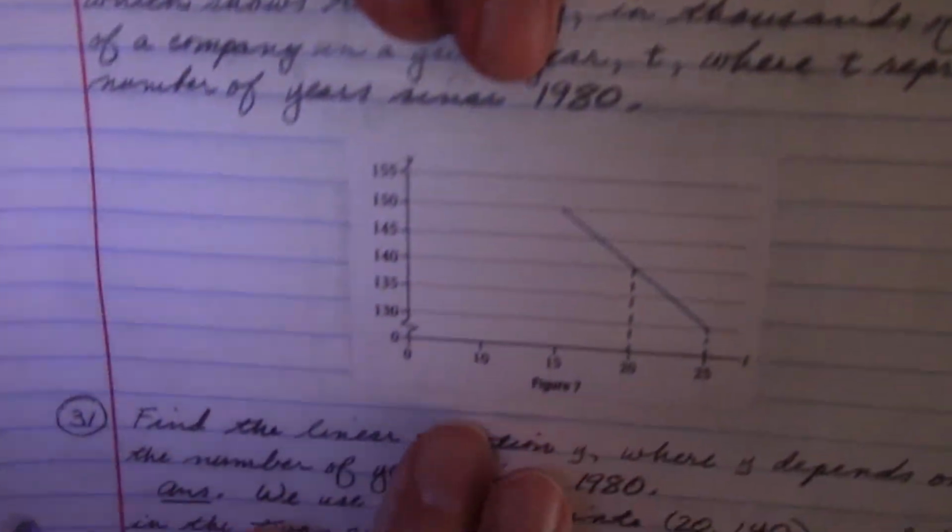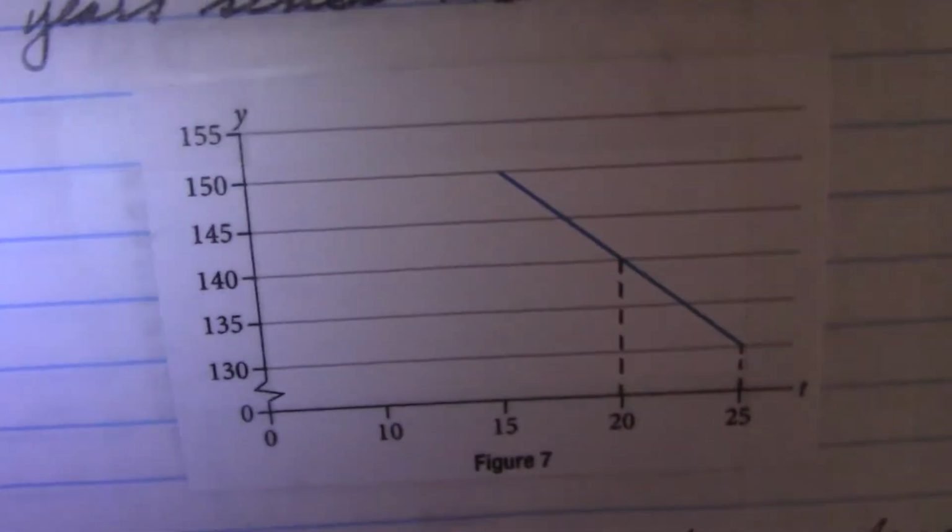Okay, number 31. For the following exercises, use the graph in figure 7, which shows the profit y in thousands of dollars of a company in a given year t, where t represents the number of years since 1980. So here's figure 7 for you right there.